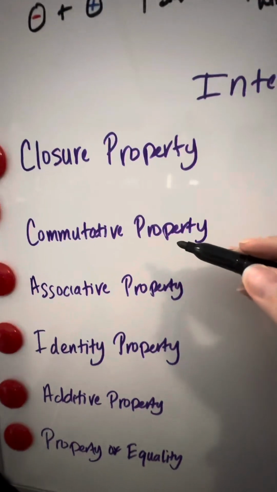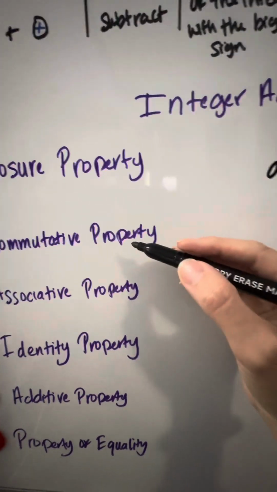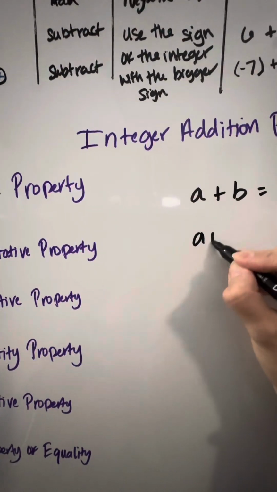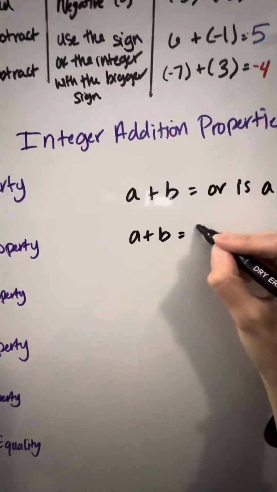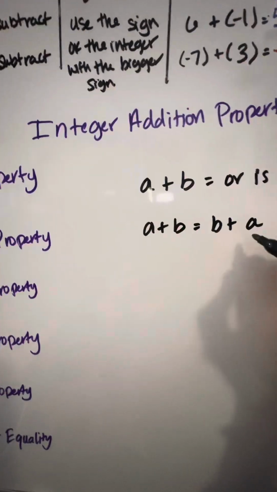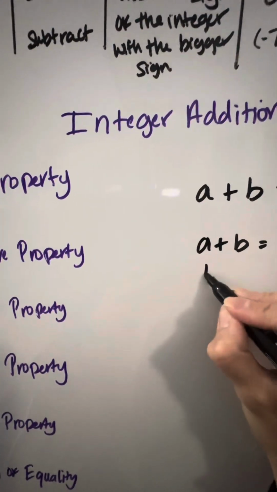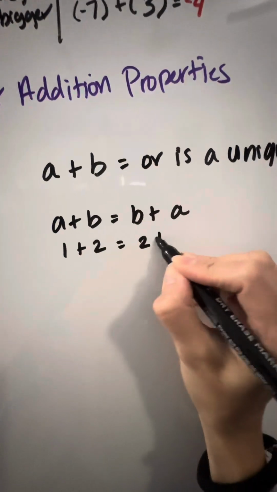Okay. Next, we have commutative property. Commutative property tells us that A plus B is equal to B plus A. An example of this would be 1 plus 2 equals 2 plus 1.